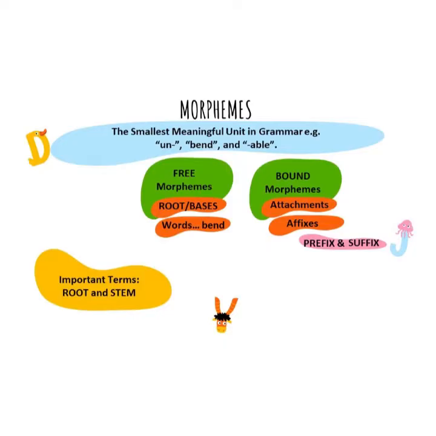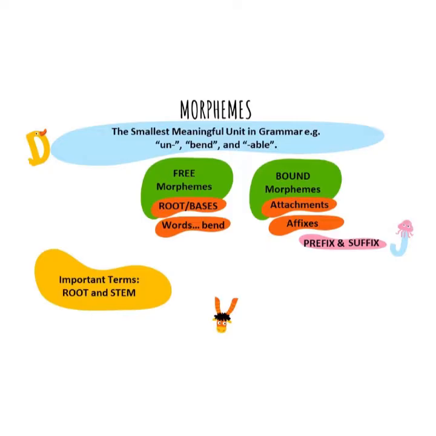Unbendable. In this word, bend is a free morpheme because it is independent, it can stand on its own. While un, it's an affix that is added before the word, so it is a prefix and it is a bound morpheme. Able here, it's a suffix because it is added to the end of the word. Bendable. Here, able cannot stand on its own. It has to be attached to bend to make sense. So it is a bound morpheme.